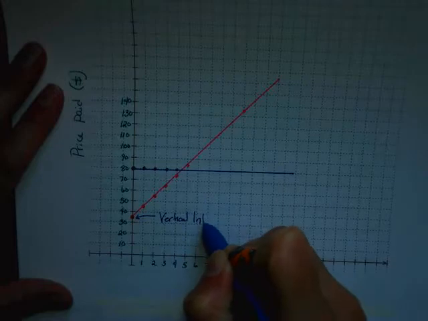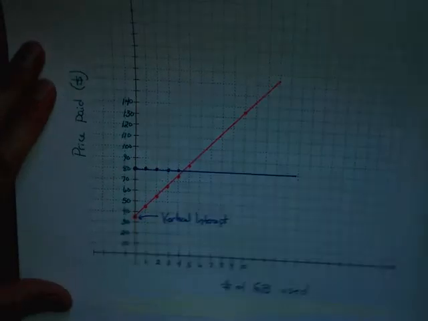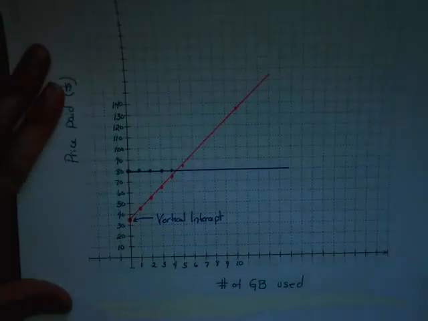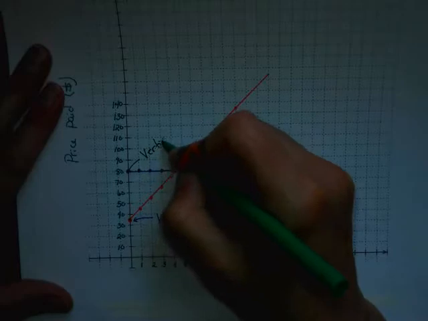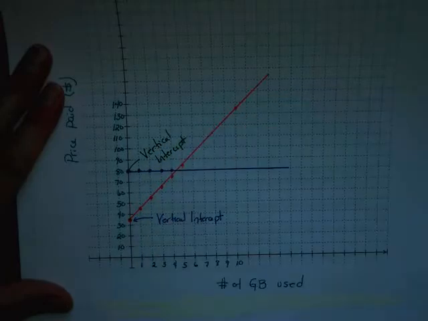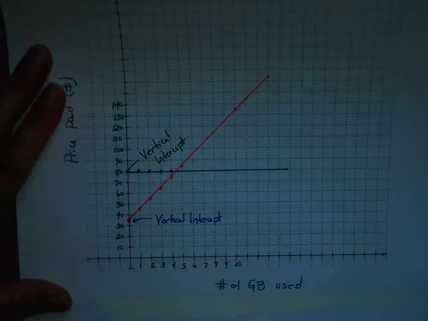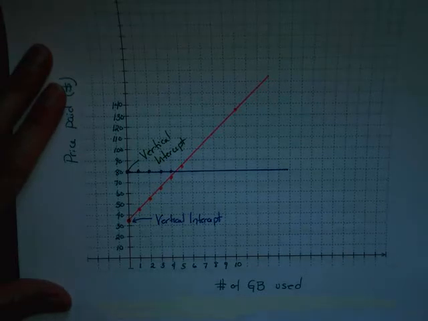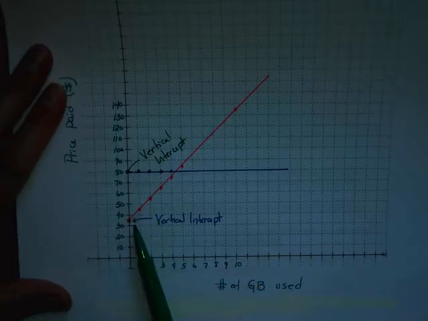Okay. And this is a vertical intercept. You're going to hear me call these vertical intercepts the starting values, because aren't those the starting values of the plans? If no data had been used, no matter what, those were the starting payments. $80, no matter how much data we used. $35, no matter how much data we used.